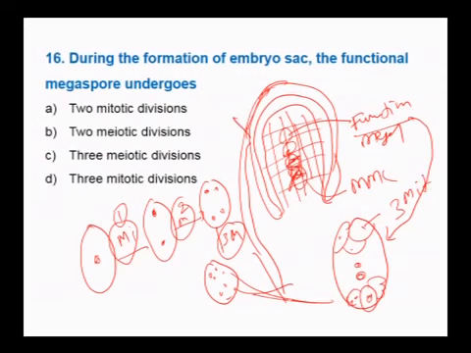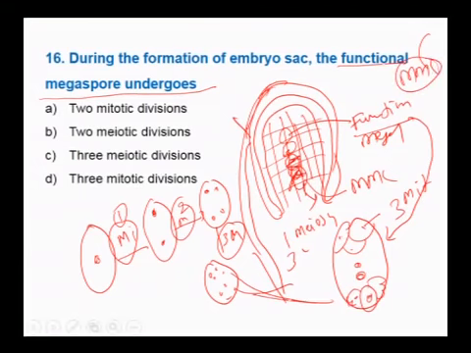Suppose the question starts with a megaspore mother cell, then it should include 1 meiosis and 3 mitosis. If the question says megaspore mother cell instead of functional megaspore for the embryo sac, then the answer should be 1 meiosis, 3 mitosis. For the given question, it is 3 mitotic divisions.